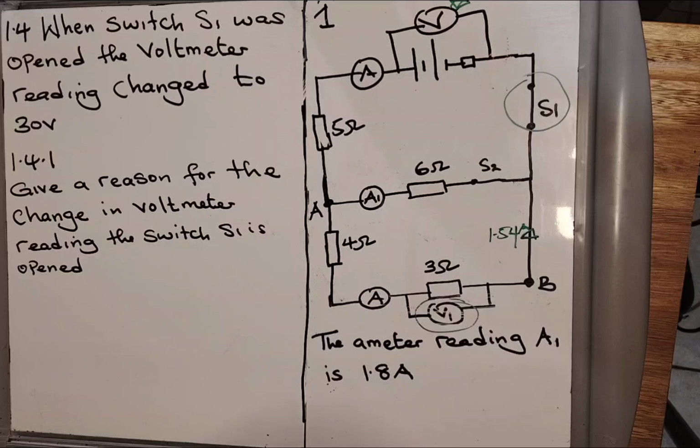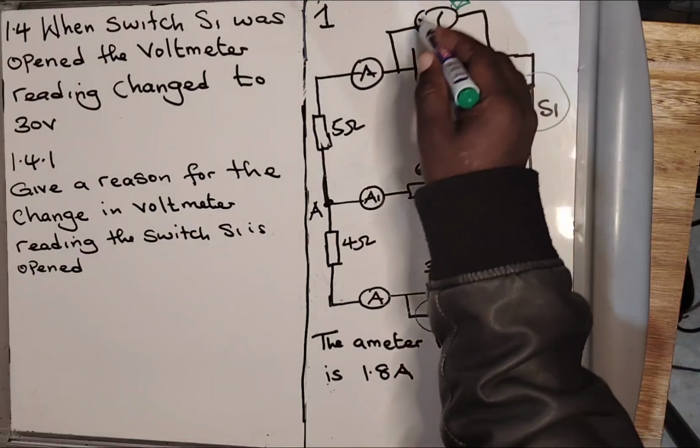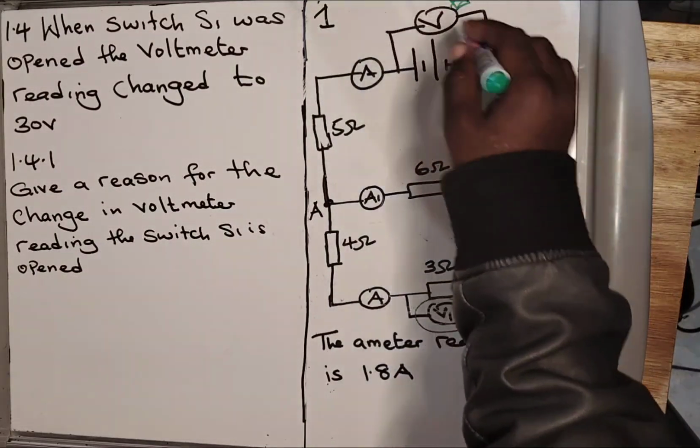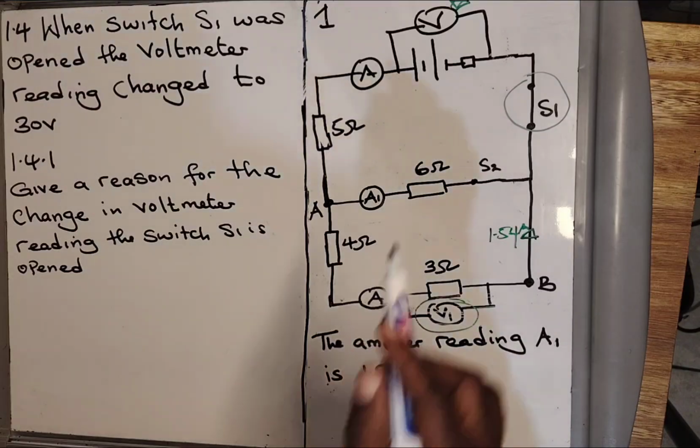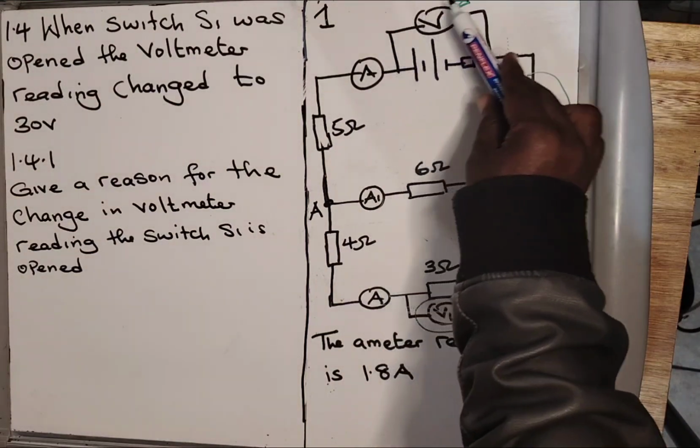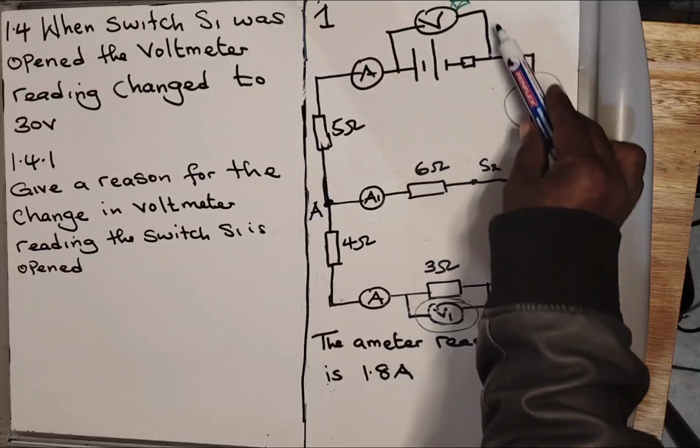It is connected to a voltmeter. And what do we know about a voltmeter? A voltmeter has infinite resistance. It does not allow current to go through it because of that very high resistance. So in other words, it is connected, but no current passes.